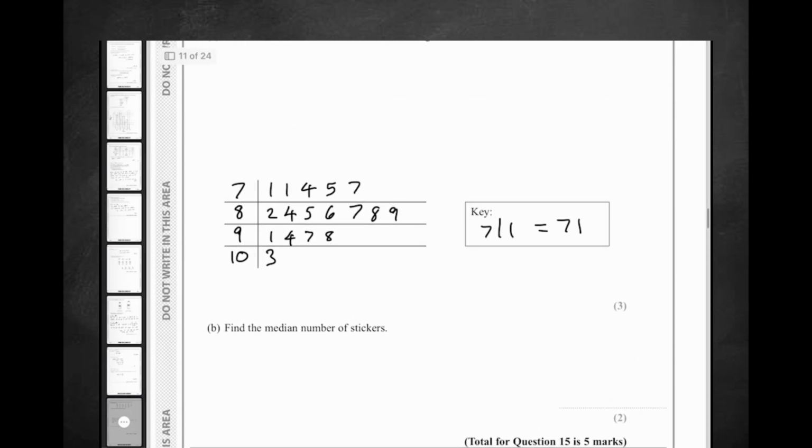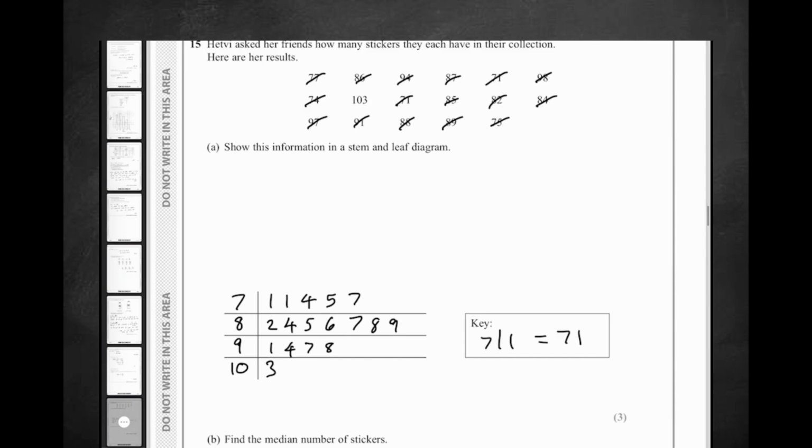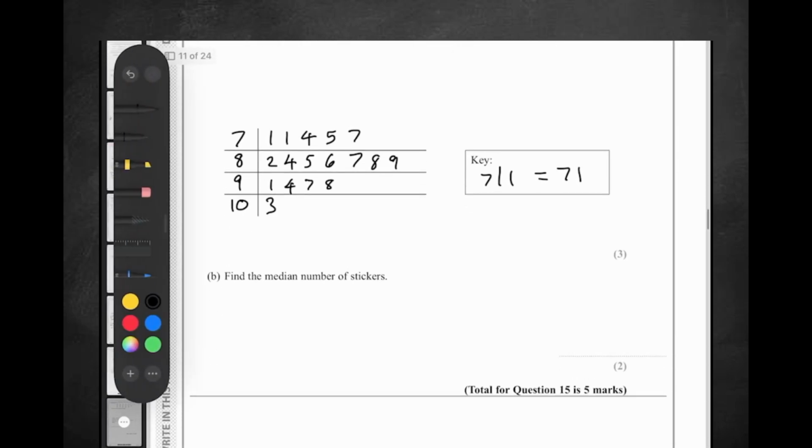Part B, find the median number of stickers. So how many have we got? 1, 2, 3, 4, 5, 6, 12. We've got 17. I'll just cross this off. We've got 17 numbers. So median will be the 9th number, as then you'll have 8 on both sides. So it'll be the middle number. So we have our 9th number will be 1, 2, 3, 4, 5, 6, 7, 8, 9. So our answer is 86.